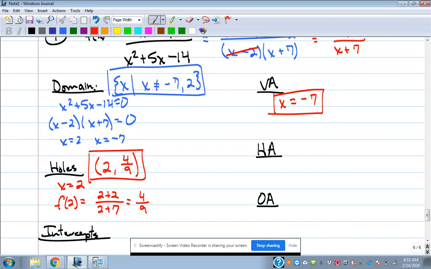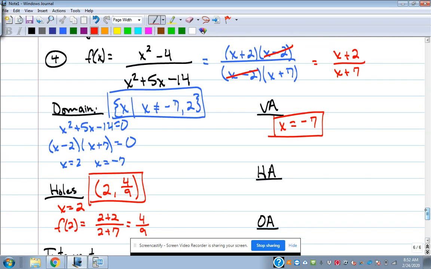Okay? Now, let's look at our degrees and get our horizontal and oblique asymptotes. Okay, degrees are equal on the simplified version or the original version. So what's our asymptote? Y equals 1. Yeah, 1 over 1, which would just be 1, right? And that means there are no obliques.